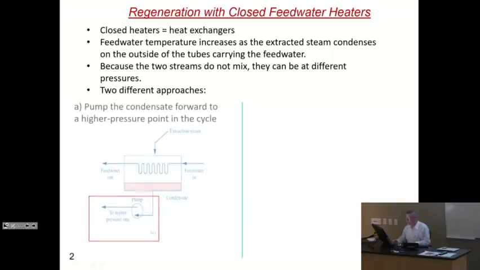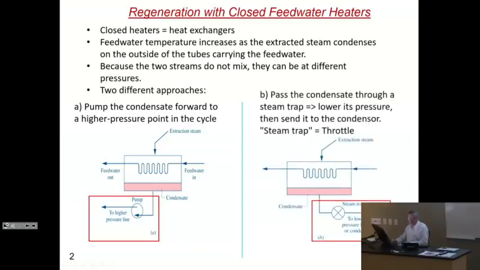There are two different approaches. In the first approach, you have the bleed steam that comes from the stages in the turbine. Extraction steam is sent through a heat exchanger, so it is exposed to the feed water, that is the water that comes from the condenser, and is pressurized. Here, this steam condenses, and the condensate, which is liquid water, is then pumped to a higher pressure line where it meets the feed water, which is at a higher pressure.